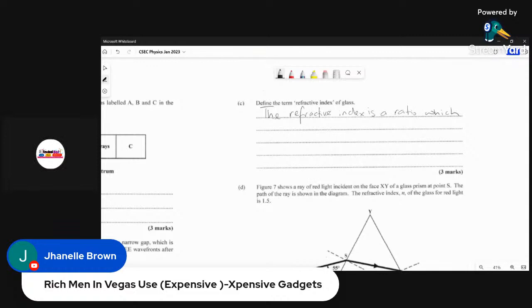I'm going to finish writing. So the refractive index of glass is a ratio which tells how much the speed of light changes as light travels from air to glass.